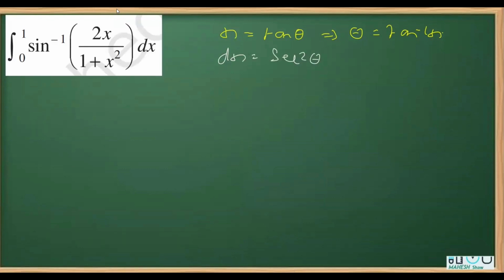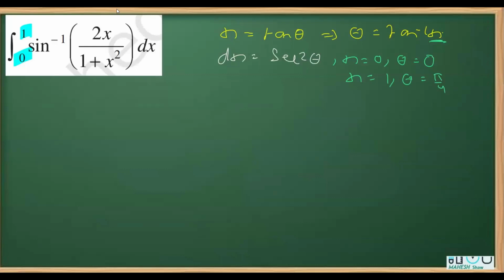Now we can also see that we have to change the limits. Placing x as the lower limit, when x is 0, theta comes out to be tan inverse 0, and tan inverse 0 is 0. And when placing x as the upper limit, not pi by 2, this is 1, tan inverse 1 is pi by 4.